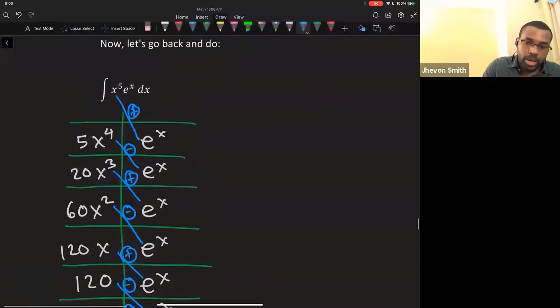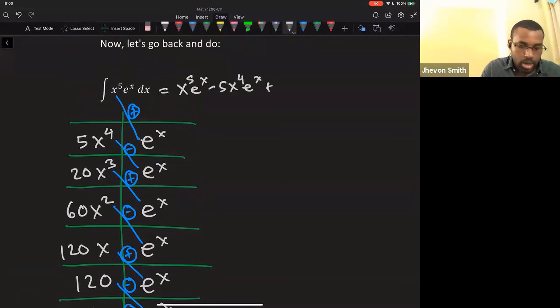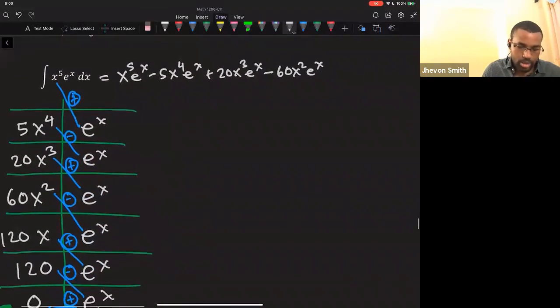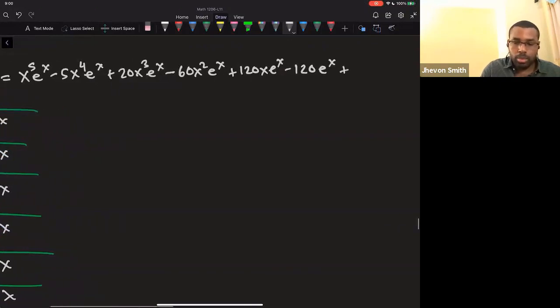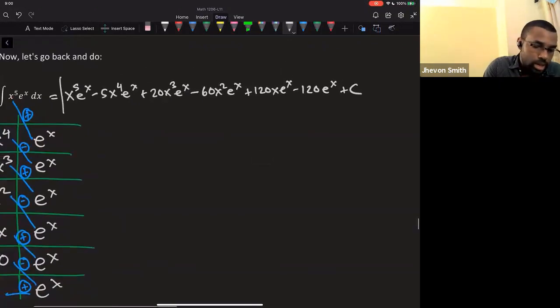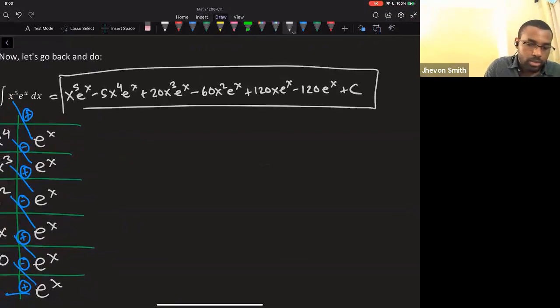That's going to be a plus c when I integrate. So I can just go in. All right, so that's x to the fifth e to the x, minus 5x to the fourth e to the x, plus 20x cubed e to the x, minus 60x squared e to the x, plus 120x e to the x, minus 120 e to the x, plus c. And that's my integral.